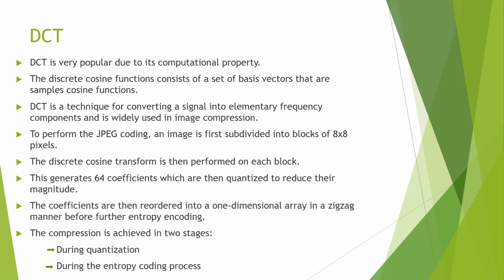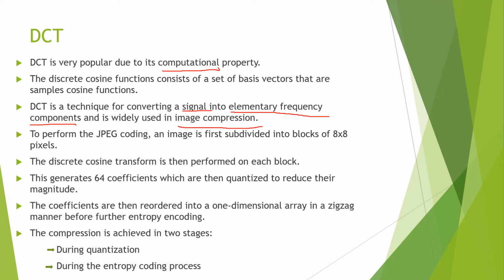Let's see about DCT, the discrete cosine transform. DCT is very popular due to its computational property. The discrete cosine functions consist of a set of basis vectors that are samples of a cosine function. So DCT is a technique for converting a signal into elementary frequency components and is widely used in image compression. This DCT is used for image compression.